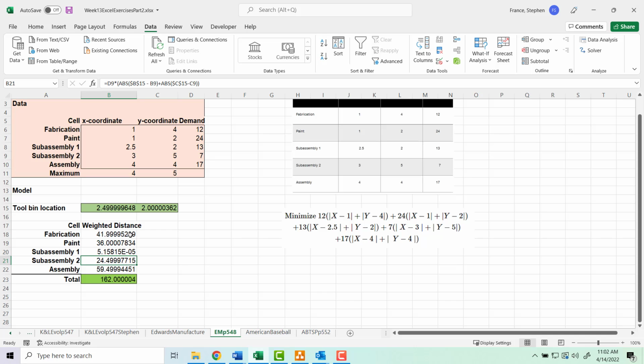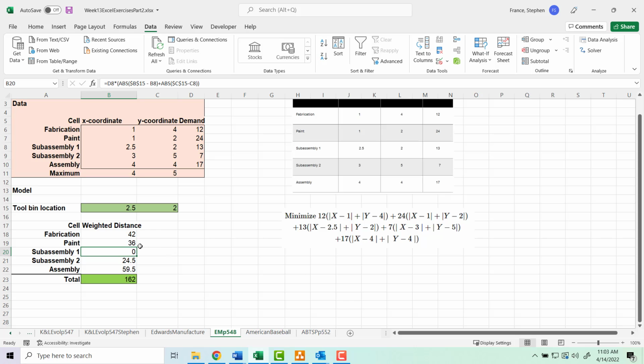Okay, and this is the final solution. Funnily enough, this is actually a little bit better than the one in the book. So we have our tool bin at around 2.5 on the x and 2 on the y. It didn't quite make it. Let's just make it 2.5 and 2 to be simpler. And then we get a much better result. And that's the thing with this evolutionary solver. It doesn't always get you a perfect solution. It can sometimes get stuck close to the actual solution.